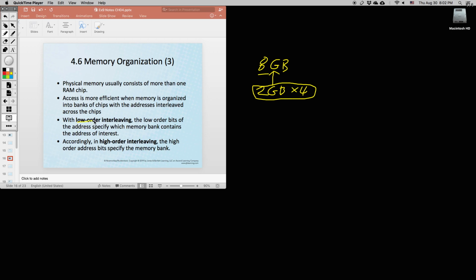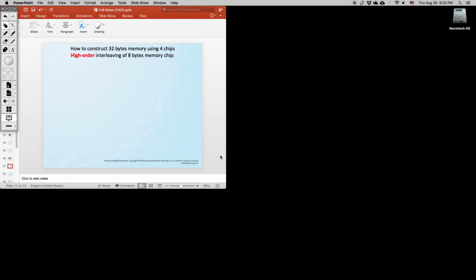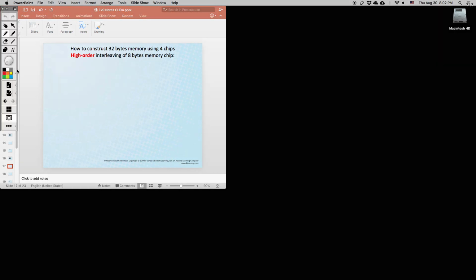One is called low order interleaving. Another is called high order interleaving. So let's take a look at what that is. Before we go into detail, let me use an example.